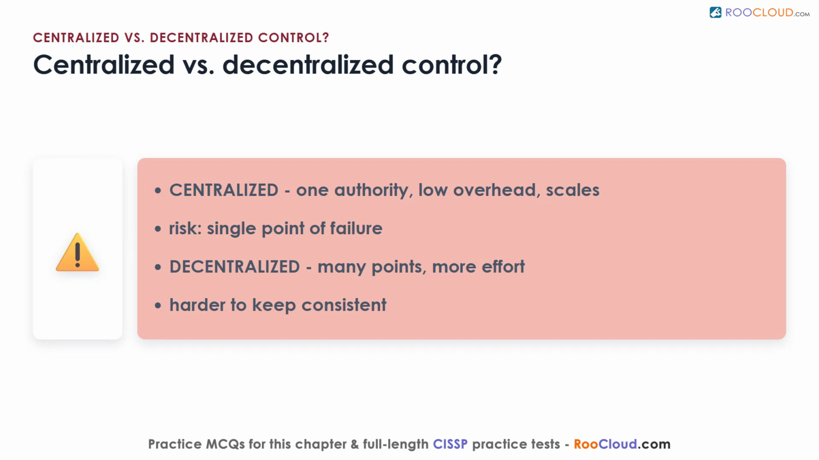Decentralized control spreads decisions across many points, needing more people and more effort, since every change must be repeated everywhere and consistency gets harder. Think of one master key desk versus a building where every floor manages its own locks.